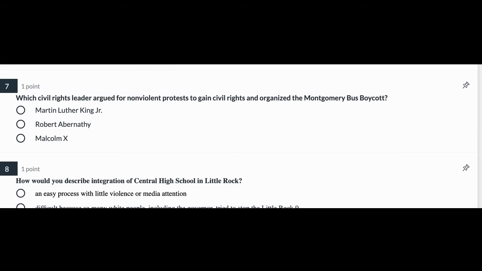7. Which civil rights leader argued for nonviolent protests to gain civil rights and organized the Montgomery bus boycott? Was it Martin Luther King Jr., Robert Abernathy, or Malcolm X?